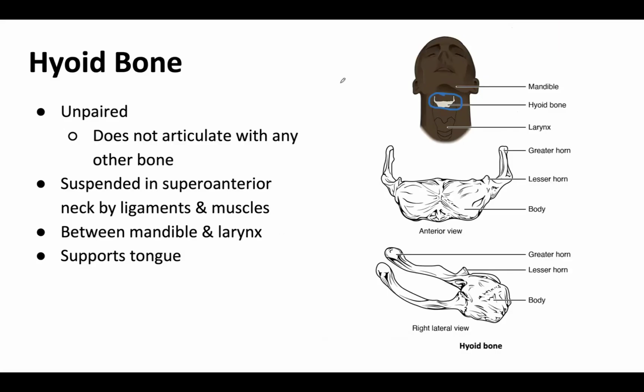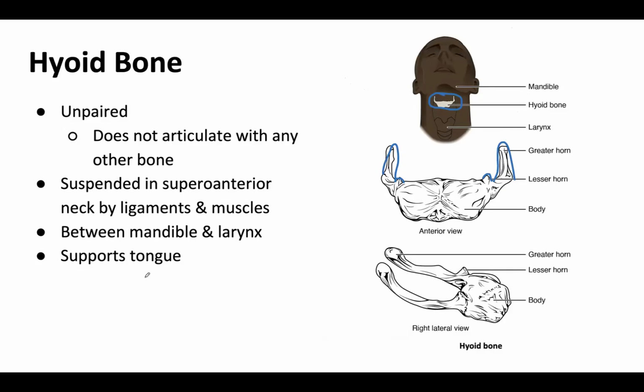This is a small bone with a relatively wide body and small projections. So you have the lesser horns that are coming kind of right off the body region, and then you will have the greater horns that are projecting posteriorly. The hyoid bone is unique in that it does not articulate with any other bone. So in other words, it's not forming any joints.